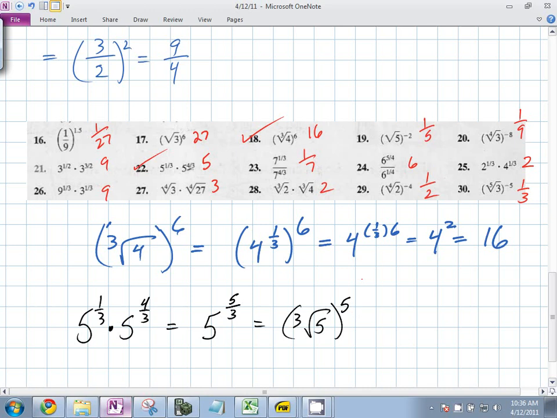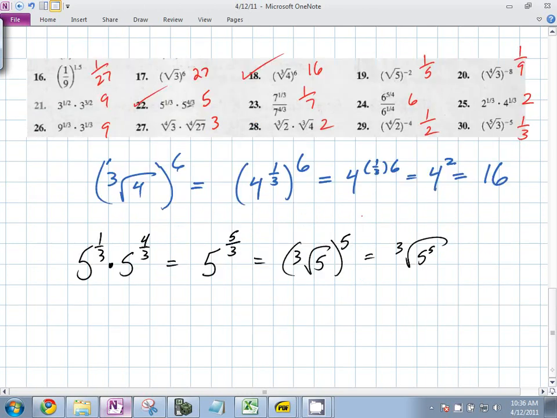Either one would have been acceptable. You can put the power of 5 inside or outside of the cube root. That's correct. You could do the cube root of 5 to the 5th. It doesn't matter, it's the same thing. This one is kind of ambiguous, so either one is fine. Okay, any others from this? 25, sure.